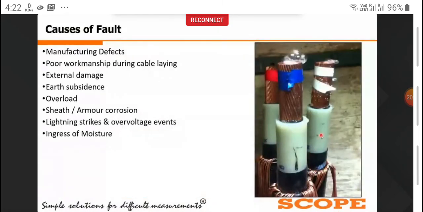After that, ingress of moisture due to the weak points at the terminations or joints. From a weak point, moisture enters the cable, and this water causes the formation of water treeing in the insulation. This water treeing then results in the formation of electrical treeing, and this electrical treeing results in partial discharges occurring inside the cable insulation. These small discharges cause weakening of the insulation of the cable, and after a certain period of time, this cable breaks down.